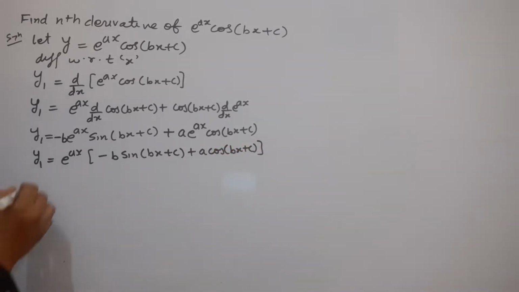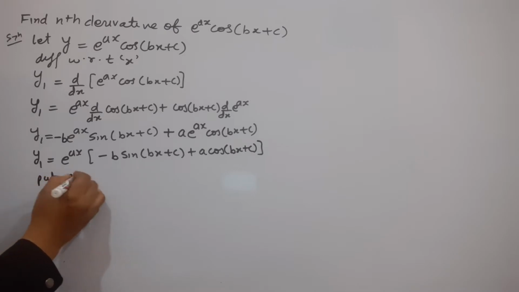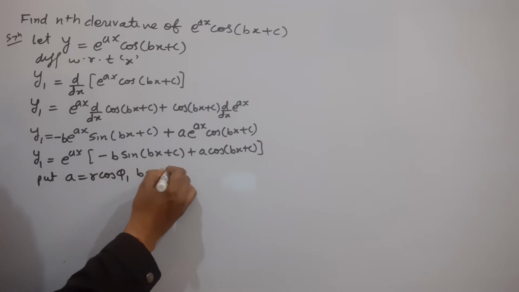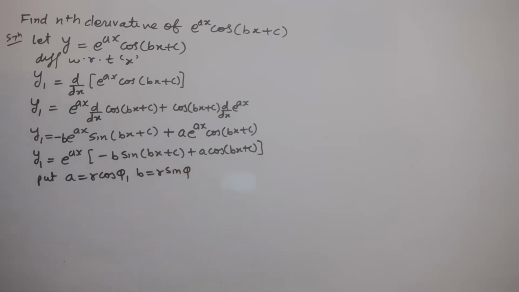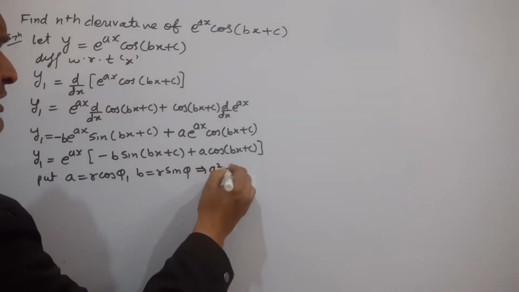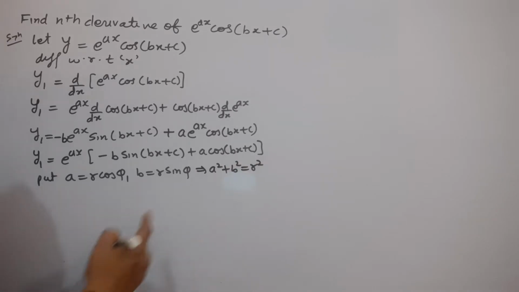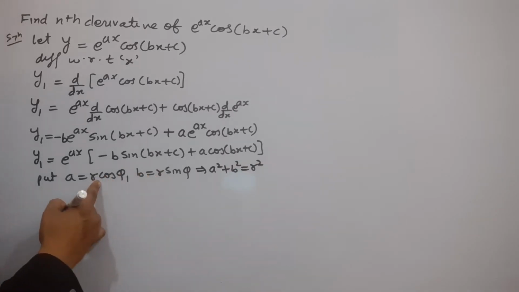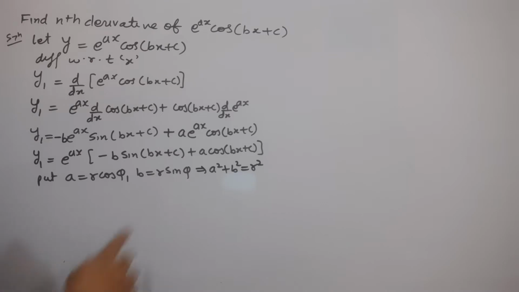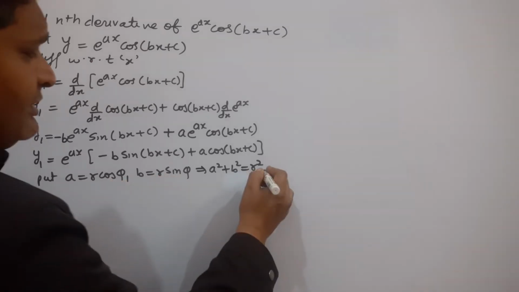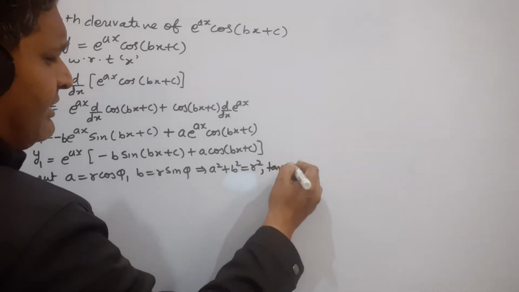Now we put a is equal to r cos phi and b is equal to r sin phi. When we add the squares of a and b, we get a square plus b square is equal to r square. And when we divide r sin phi by r cos phi, this r is cancelled out, so sin phi upon cos phi is equal to tan phi, that is b upon a.